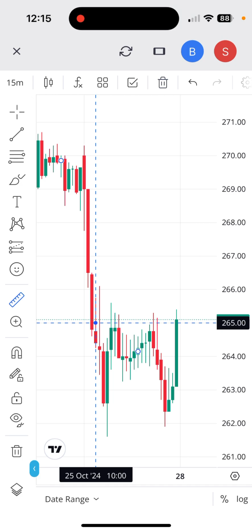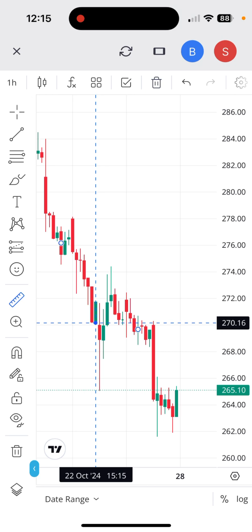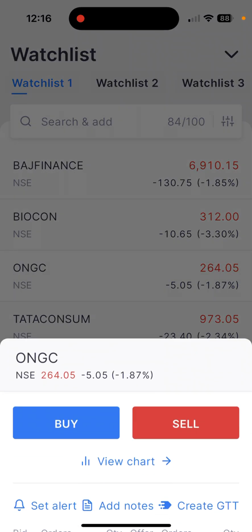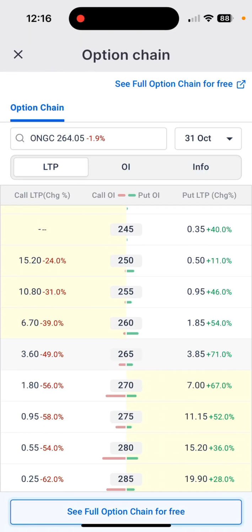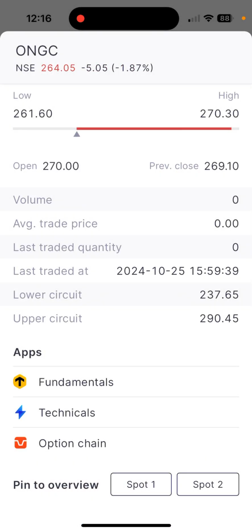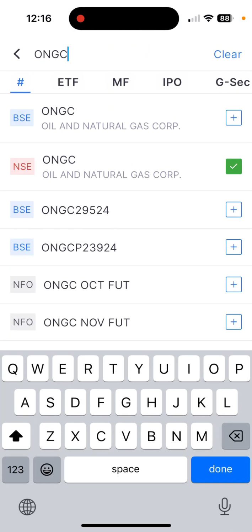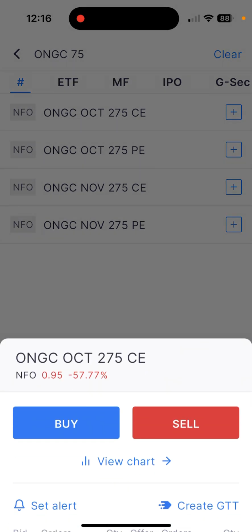You would have sold a call. And which call would you have sold? On the safer side, 272. So let us see the option chain for ONGC. 272. So there is no 272. So 275 call. So ONGC 275 call would have been how much? 75. 275 call.